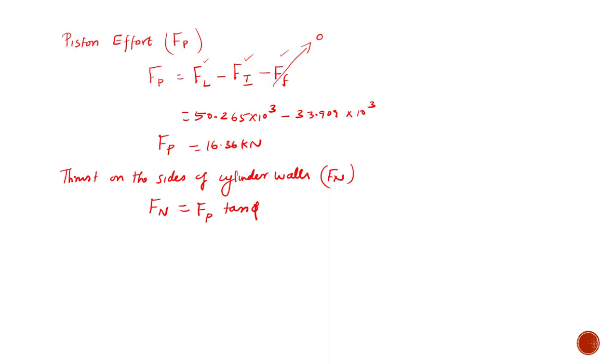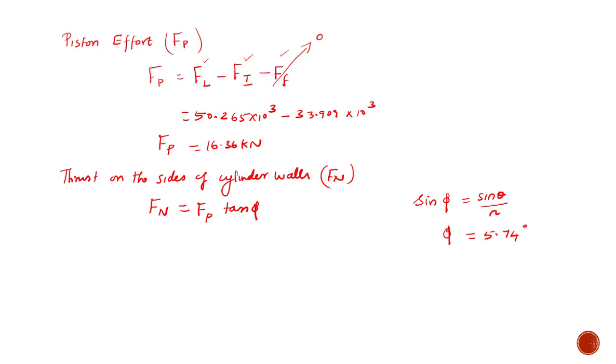Here we see one term, that is phi. It is the angle between the connecting rod and the line of stroke. But we only know the value of theta. How do we find the phi value? We need to apply this relation: sin phi is equal to sin theta divided by n. By applying the theta value, we find that phi is 5.74 degrees.